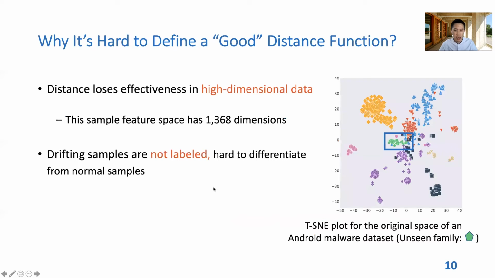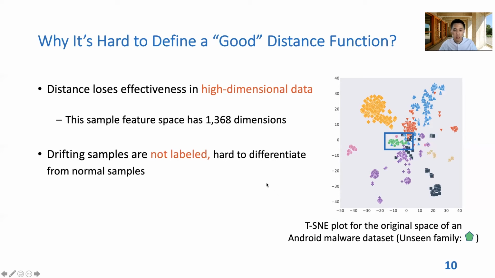So why is it hard to define a good distance function to differentiate drifting and normal samples? In high-dimensional data, distance can easily lose its effectiveness. To give you an example from the Android malware dataset, here's a t-SNE plot that compresses the original space to a two-dimensional space. In this example, the original space has more than 1,000 dimensions, which is huge. As you can see, the green unseen family here is tangling with the existing families. The distance is not useful here.